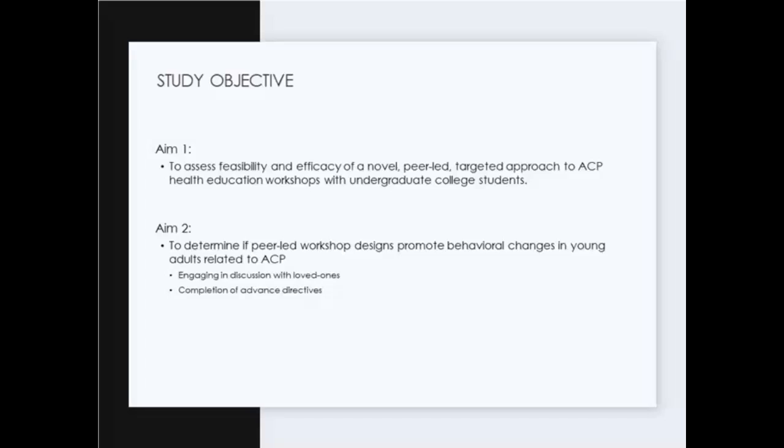Because one of the largest barriers that's shown up time and again in the communication literature for all age groups is education around material related to advanced care planning. What is an advanced directive? What is hospice versus what is palliative, et cetera, et cetera. So let me move on here.